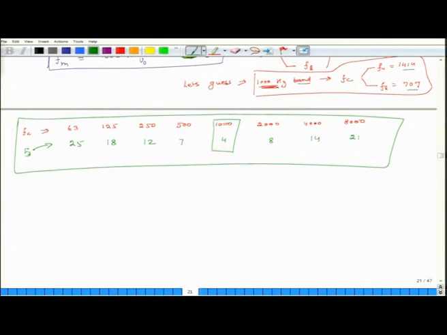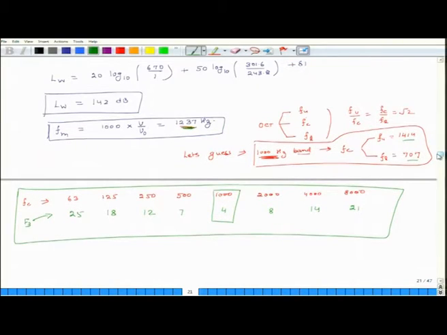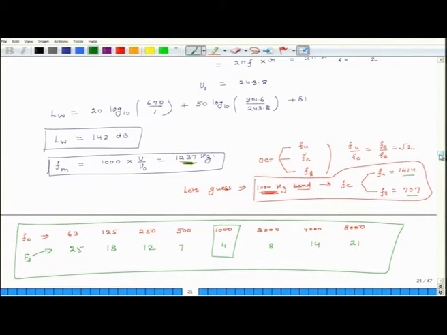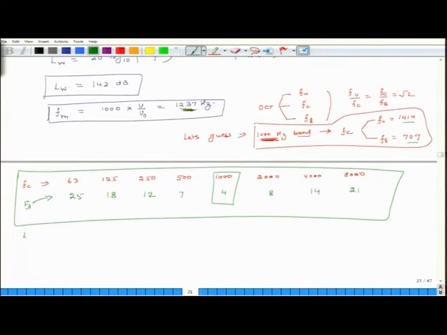Okay. So, now let us just compute LW oct. Actually, we have already computed LW. LW is 142 decibels. So, what is LW oct? LW oct is LW minus these factors. So, it is 142 minus 25.